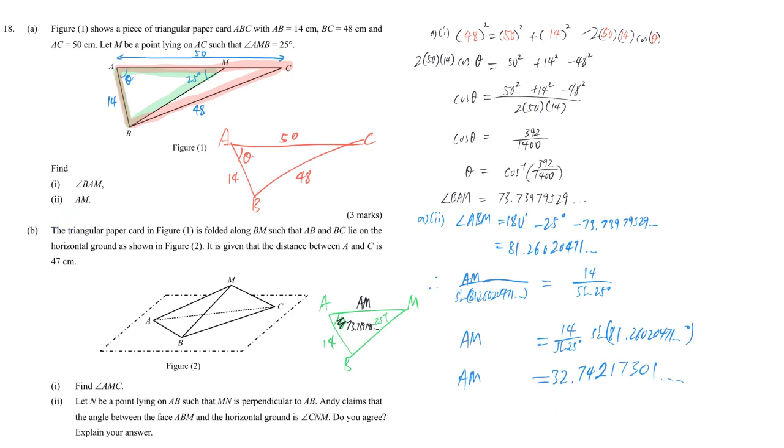We finished the first two parts. We are going to work on part B. We fold it along BM, so M is no longer on the ground but is above the ground. We fold it until the distance between A and C is exactly equal to 47. We are going to find angle AMC, A to M to C. Originally it is a straight line, straight angle 180, but if we fold it and make M leave the ground, we have an angle AMC here which should be less than 180. So we are finding this angle.